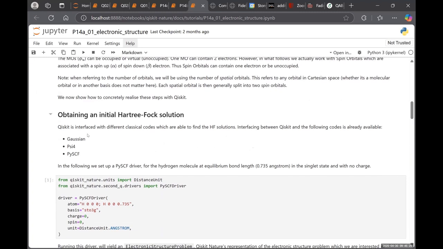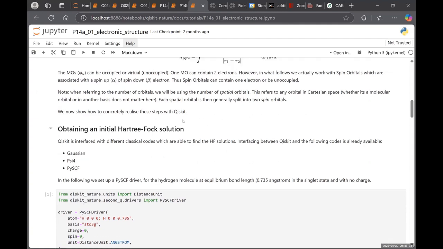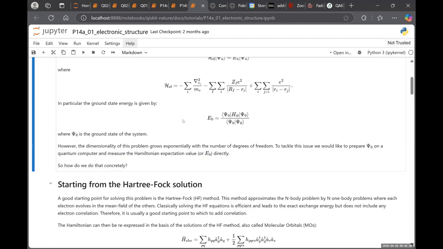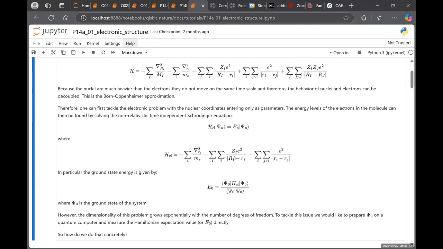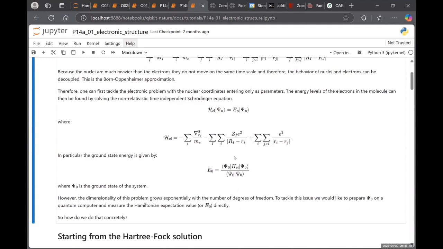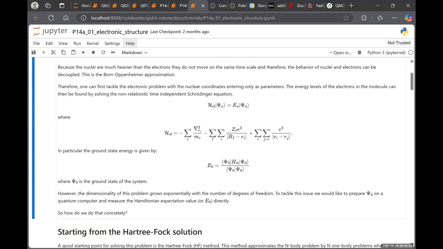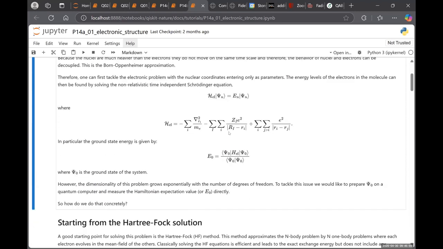With that, here is the package that shows how you obtain an initial Hartree-Fock solution. Basically, the Hartree-Fock solution, as I said, is a mean field that treats the effect of all other electrons and nuclei as an external field, and you solve it self-consistently. It becomes a one-body problem.